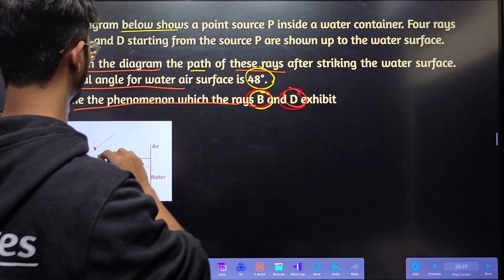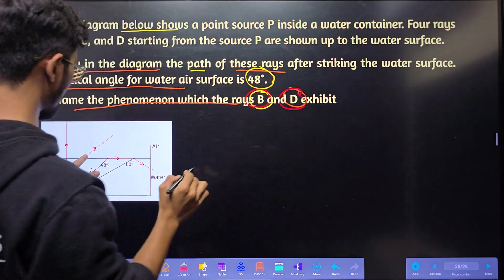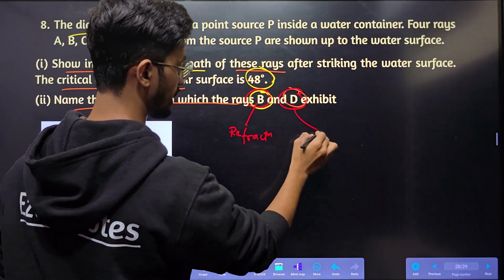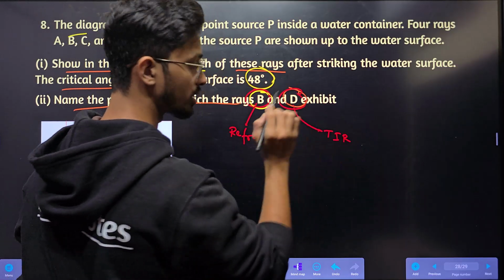Which phenomena will they undergo? B will undergo refraction and D will undergo TIR, total internal reflection.